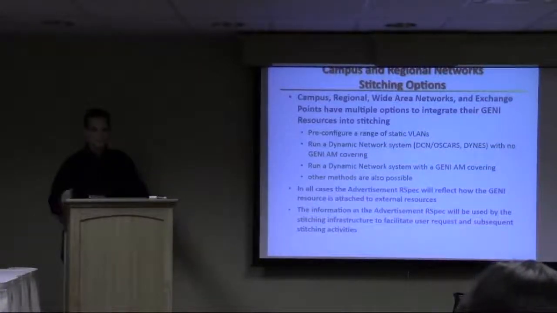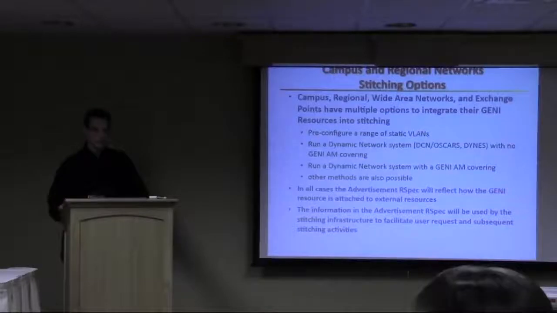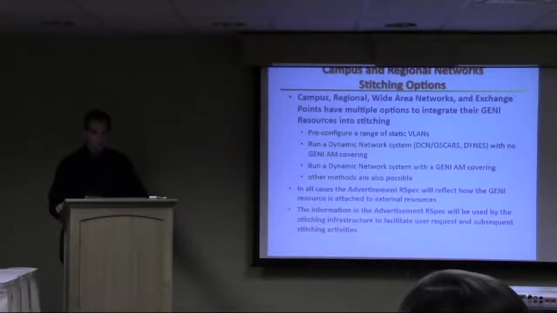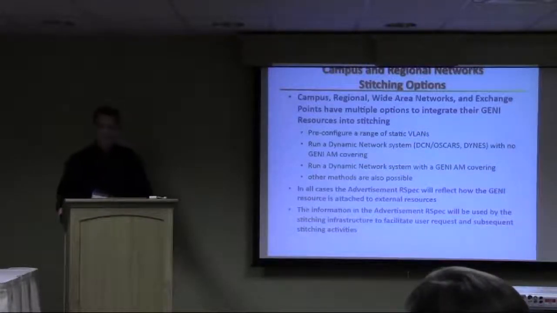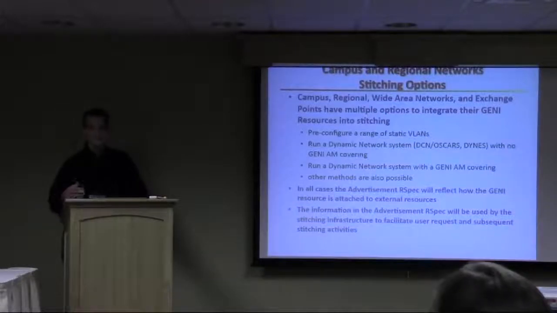And what the information is, it just simply communicates what are the connections you have from that GENI rack, that GENI resource, to the outside world. So it all gets communicated in the advertisement RSpec. And then based on that, the stitching infrastructure picks that up and can figure out how to do multi-aggregate slice stitching.